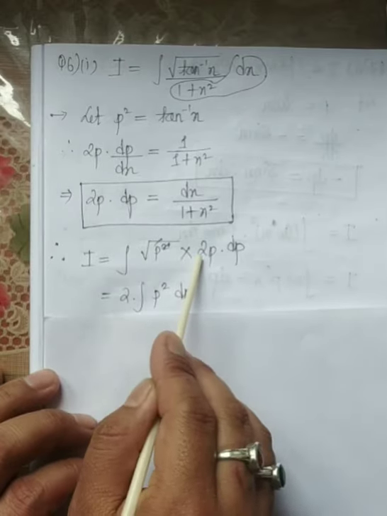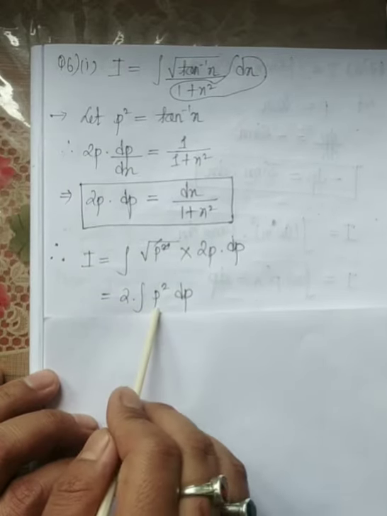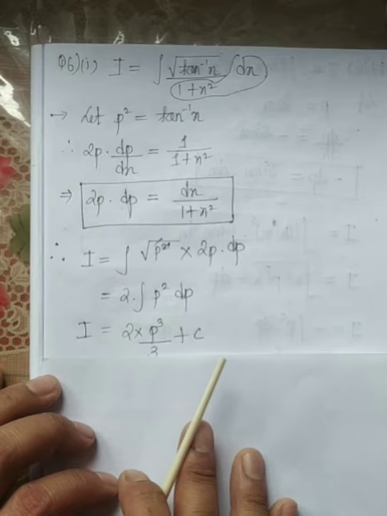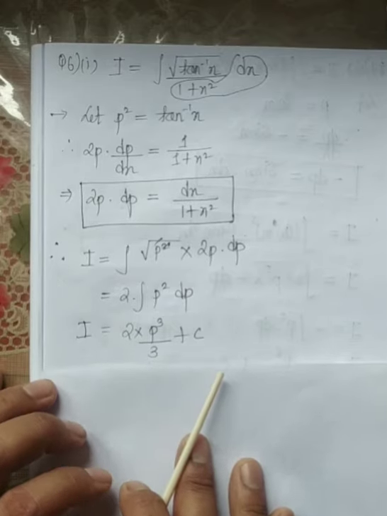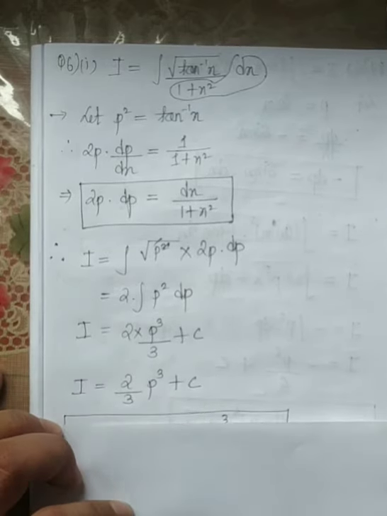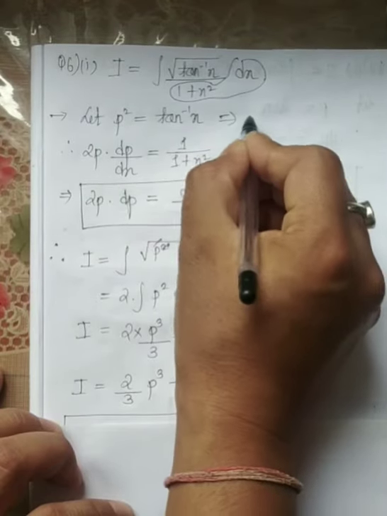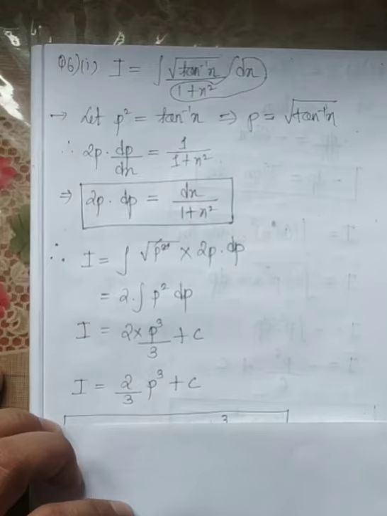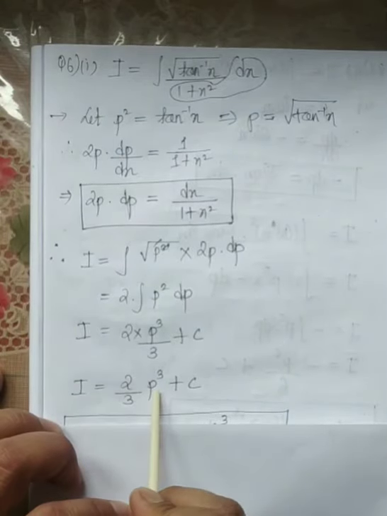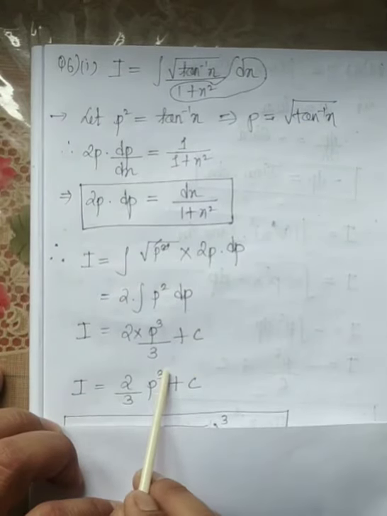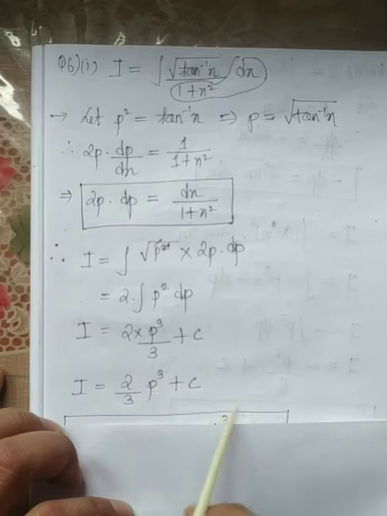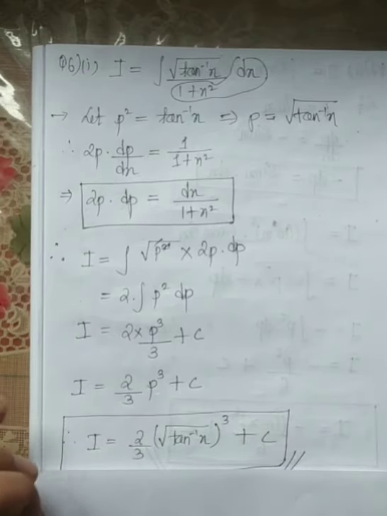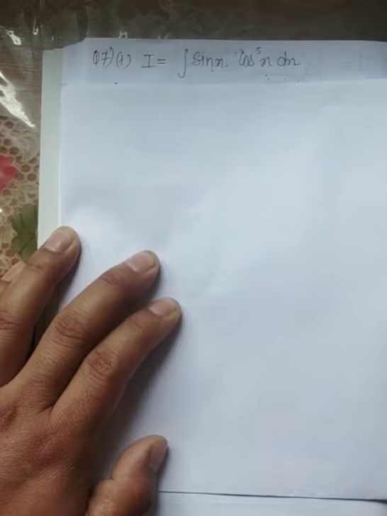2 is a constant. It comes outside. P into p square. So integrate it, you'll get 2p cubed by 3 plus c. That is this. Finally, what is the value for p again from here? P is equal to root over tan inverse x. Remember, there's a whole cube. The value for p is root tan inverse x. There's a whole cube. So this will be root tan inverse x whole to the power 3. That is this. So pause the video to note it down.